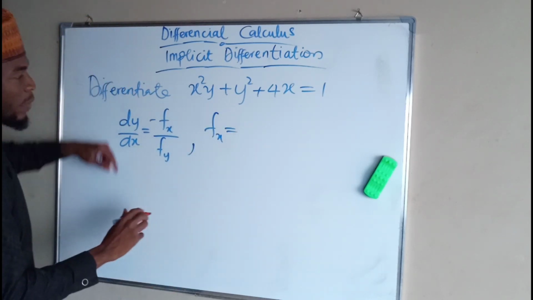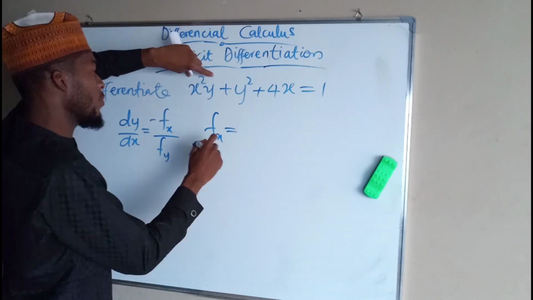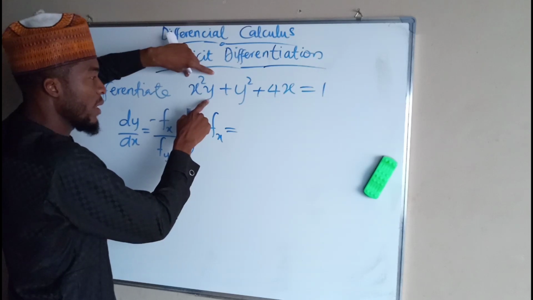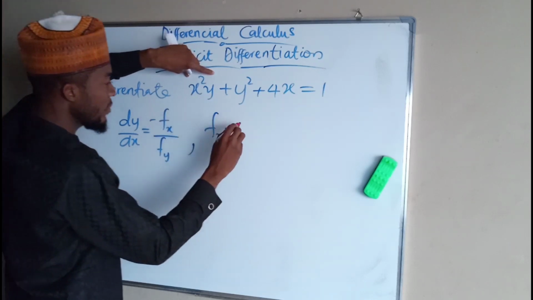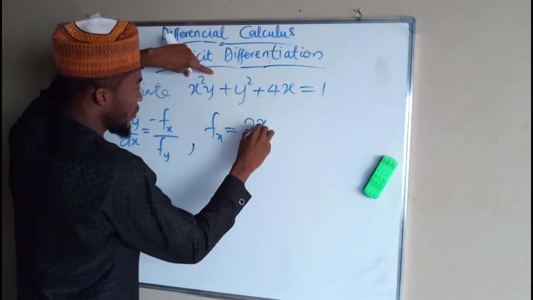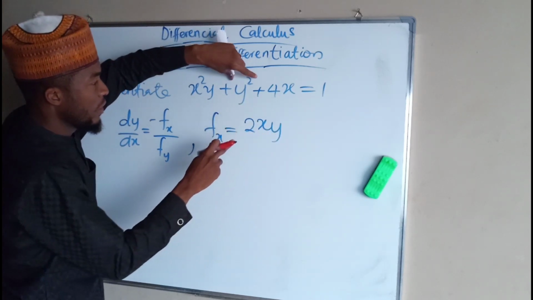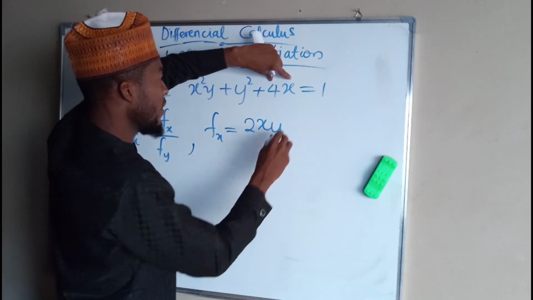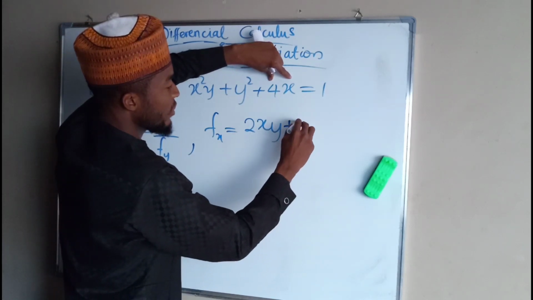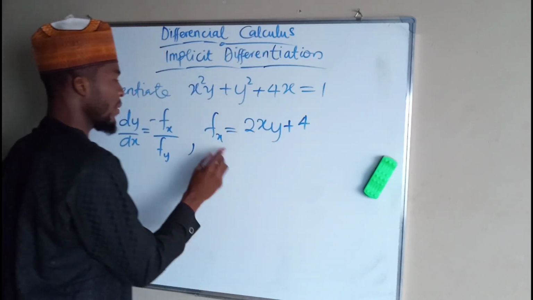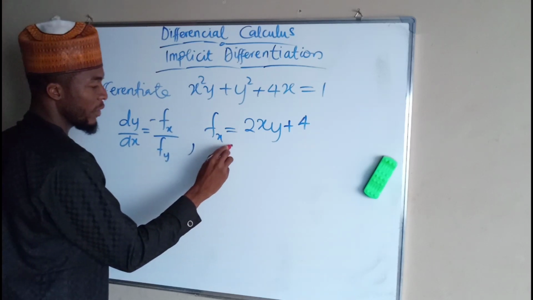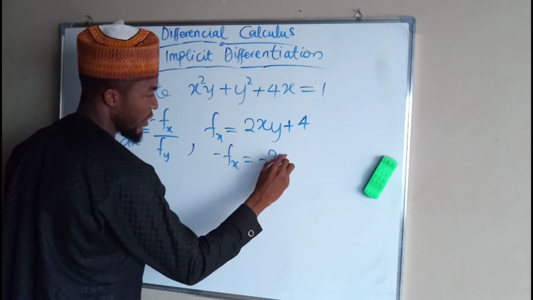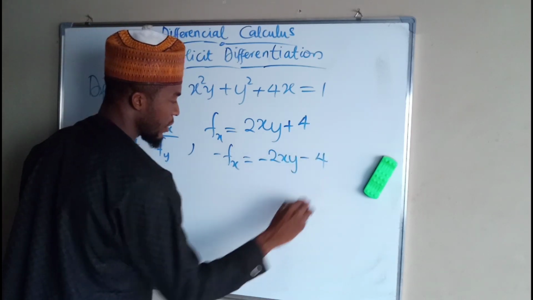This term has x. We are going to differentiate this term with respect to x alone, keeping y constant. So this will give us 2xy. Forget about this because we have no x here. Then you differentiate this, which will give us only 4. And remember, we are going to multiply with negative. So this will give us minus 2xy minus 4.